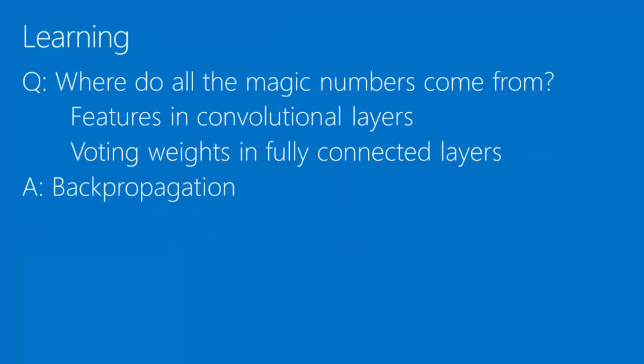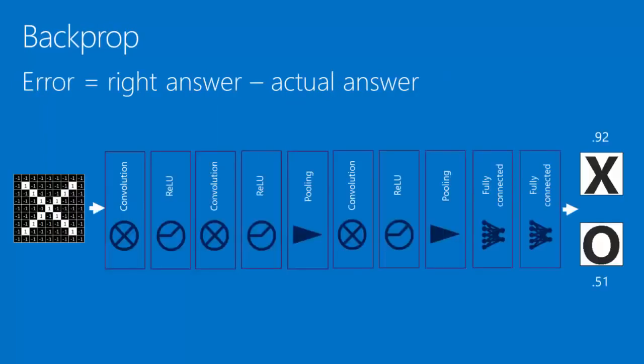So there are some things that we have glossed over here. You might be asking yourself where all of the magic numbers come from. Things that I pulled out of thin air include the features in the convolutional layers, those convenient 3-pixel by 3-pixel diagonal lines at the X. Also, the voting weights in the fully connected layers. I really waved my hands about how those are obtained. In all these cases, the answer is the same. There is a trick called backpropagation. All of these are learned. You don't have to know them. You don't have to guess them. The deep neural network does this on its own.